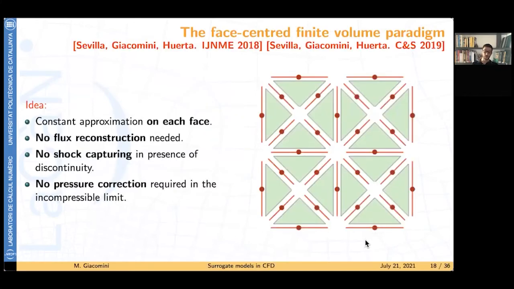I don't want to enter into too many details, but the basic idea is that the face-centered finite volume method relies on introducing a constant approximation of the variable on each face, which is represented here by this dot along the faces. Of course, there are some nice properties that I want to briefly discuss with you. The first one is that the methodology does not require any flux reconstruction. It does not require any shock capturing in the presence of discontinuities, and it does not require pressure correction in the incompressible case.